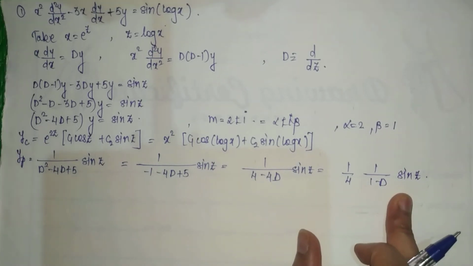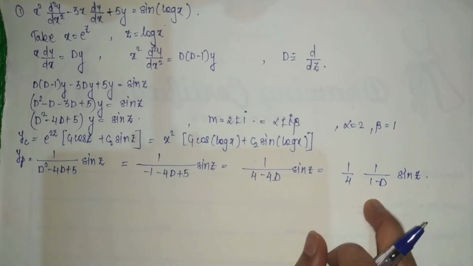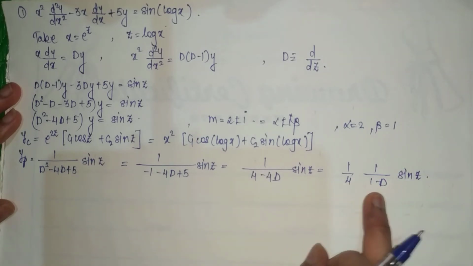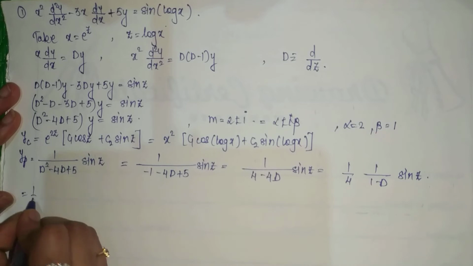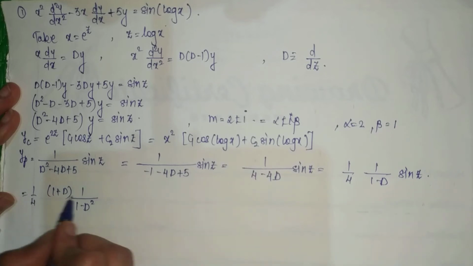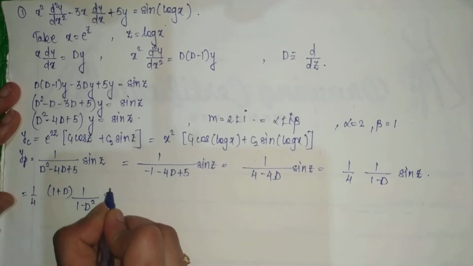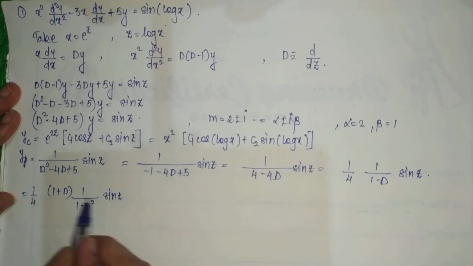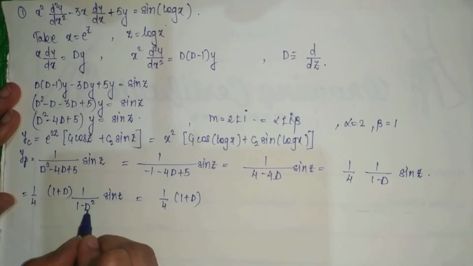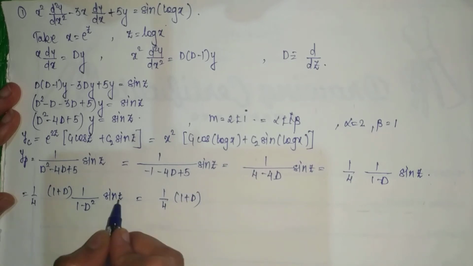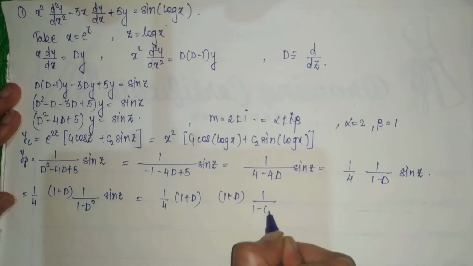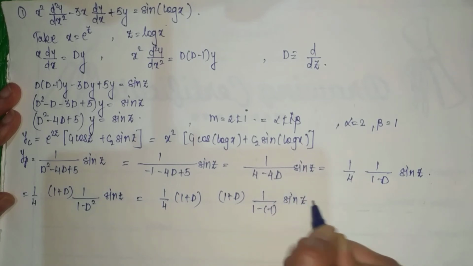Okay, so now here we cannot use the shortcut method for sin z because it is only valid for the d square term. So here I don't have the d square term. So what we can do, we will divide and multiply by 1 plus d. Okay, so 1 by 4, divide and multiply by 1 plus d. So we will get 1 plus d upon 1 minus d square over sin z. So now first of all we will apply sin z on this operator. So we will get 1 by 4 into 1 plus d. Now replace d square as minus a square. That means we have to replace d square as minus 1. So we will get 1 plus d, 1 upon 1 minus of minus 1 of sin z.